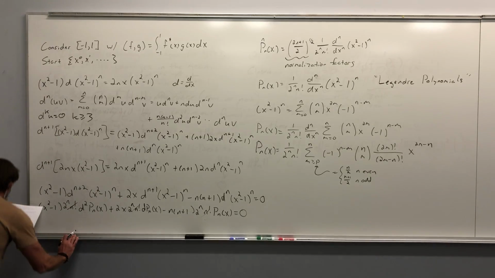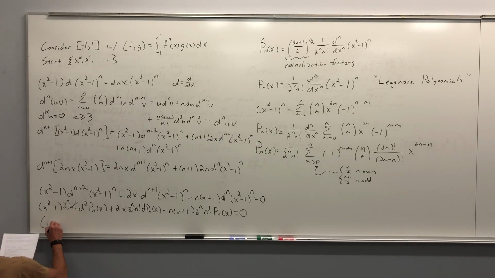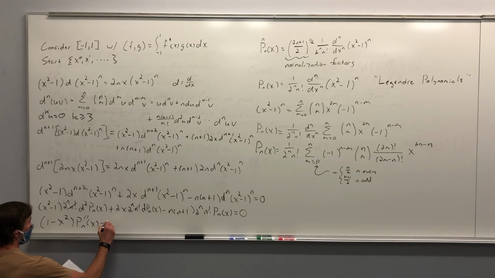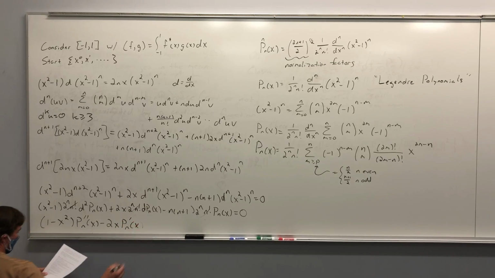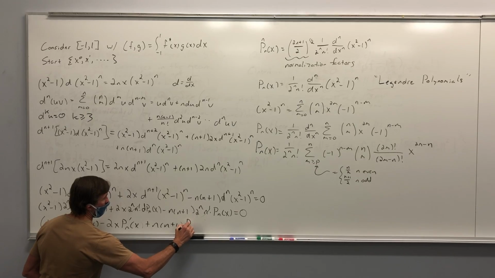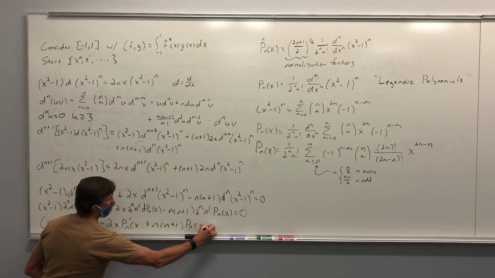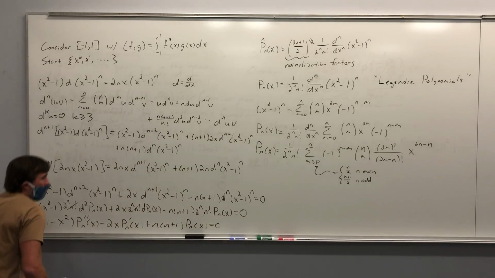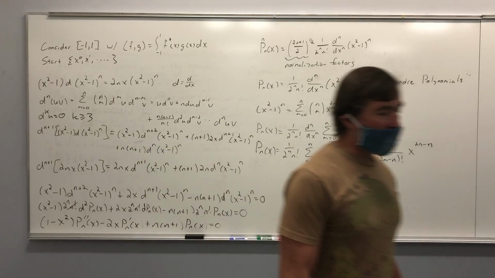And then what we're left with is (1 minus x squared) P_n double prime of x, minus 2x P_n prime of x, plus n times (n plus 1) P_n of x equals 0. And that is Legendre's equation.